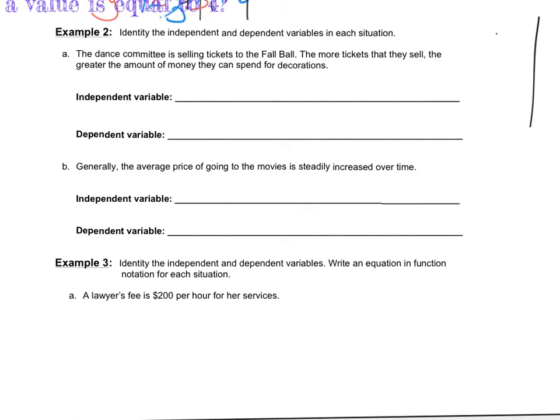The dance committee is selling tickets to the fall ball. The more tickets they sell, the greater amount of money they have to spend on decorations. What is the independent variable? And what is the dependent variable?